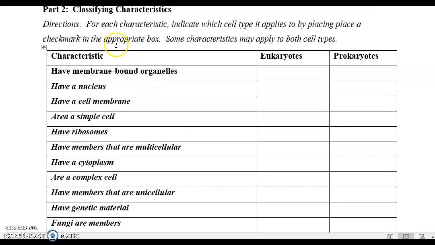So now we want to put a check in the appropriate box for whether each characteristic is shared by eukaryotes, prokaryotes, or both. Let's go ahead and just do eukaryotes all the way down. So has membrane-bound organelles? Yes, eukaryotes have that. Eukaryotes also have a nucleus and a cell membrane. They are not considered to be a simple cell, but they do have ribosomes. They have members that are multicellular. They have cytoplasm. They are considered to be a complex cell. They also have some members that are unicellular, such as protists.